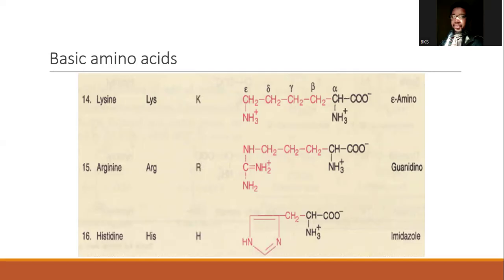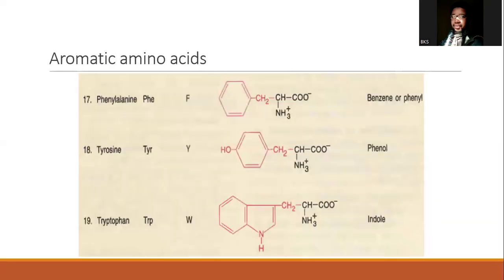Now, the next one is histidine. In histidine, attached to the alpha carbon, you have a beta carbon. Attached to the beta carbon, you have an imidazole group. And the imidazole group, we say, is a nitrogen-containing 5-atom ring, which is the classical one of what we've seen here.